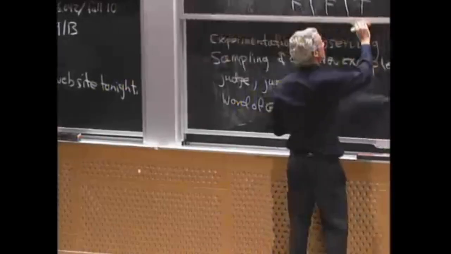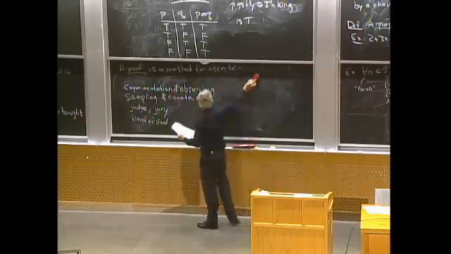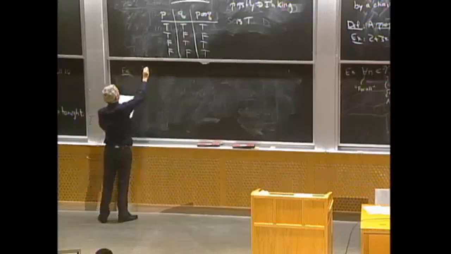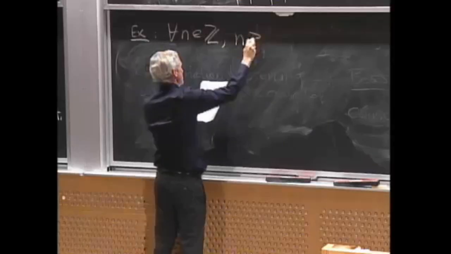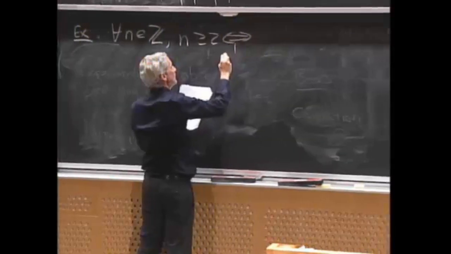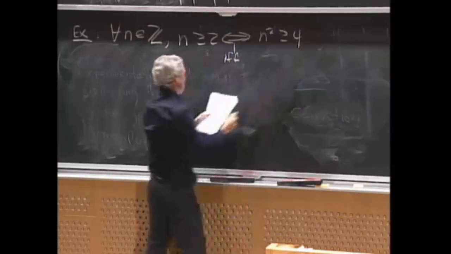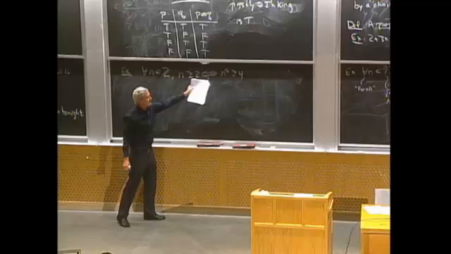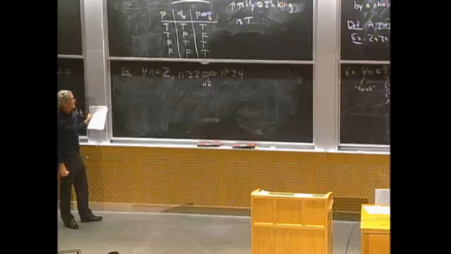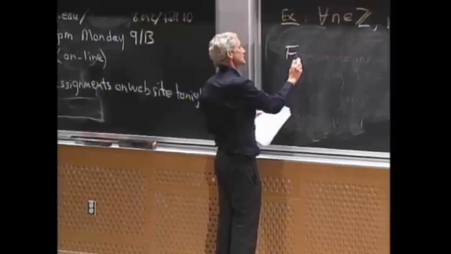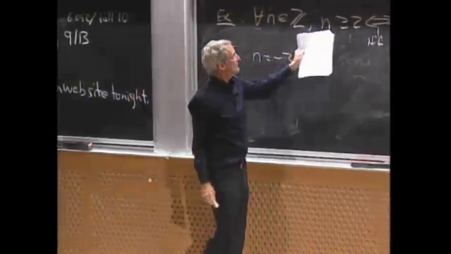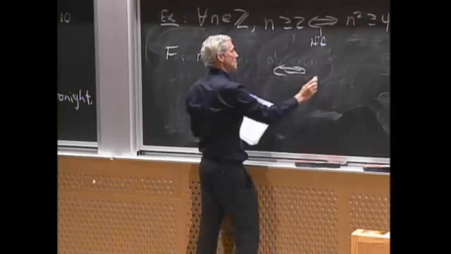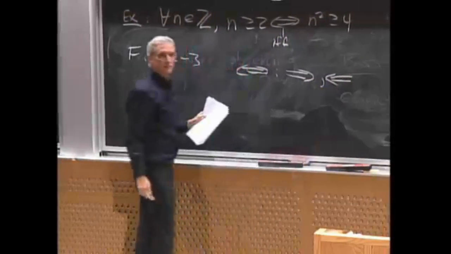All right, let's do another example. What about this proposition? For all integers n in Z, n greater than or equal to 2 if and only if n squared greater than or equal to 4. Is that true? Is n bigger than or equal to 2 if and only if n squared is bigger than or equal to 4? It's false. What's an example of n for which that's false? Negative. All right, so it's false. N equals -3. -3 squared is bigger than or equal to 4, but -3 is not bigger than or equal to 2. And in fact, this if and only if means you have to have an implication both ways. So you've got to check both ways for it.